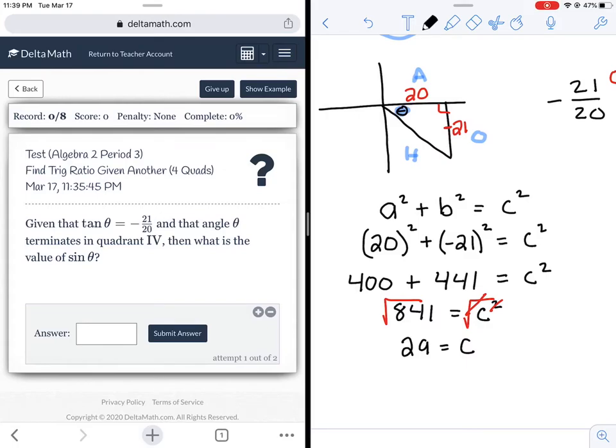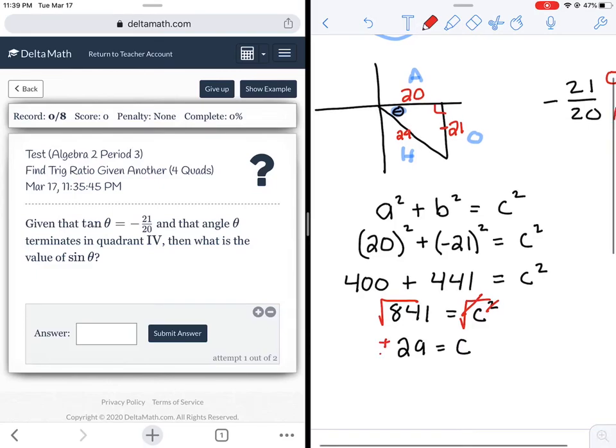Once you find that c value, let's label that on our triangle. So this is 29. Again, when you take the square root, this is plus or minus 29. But since I'm finding the hypotenuse, your hypotenuse is always going to be positive. Only your two legs, the adjacent and the opposite, can be negative. The hypotenuse is always positive.